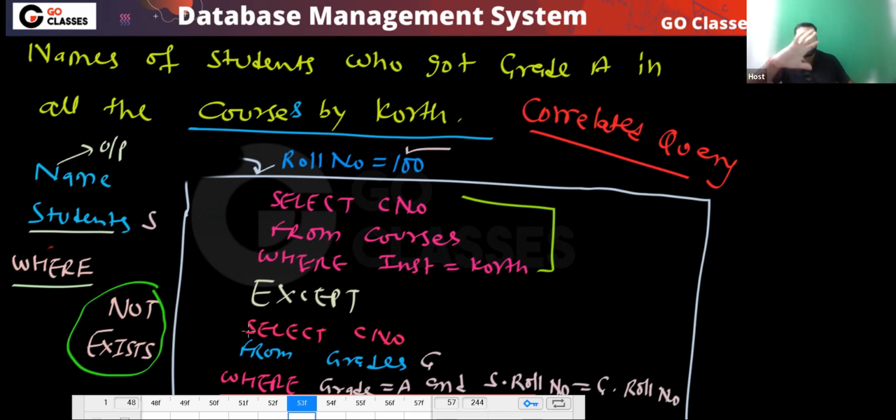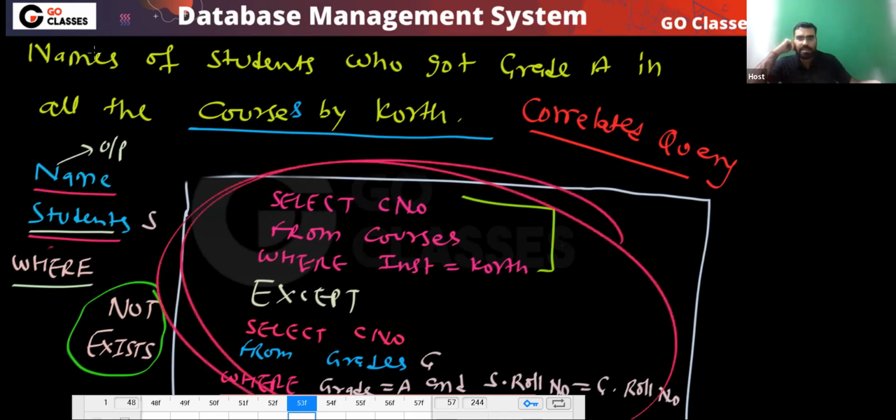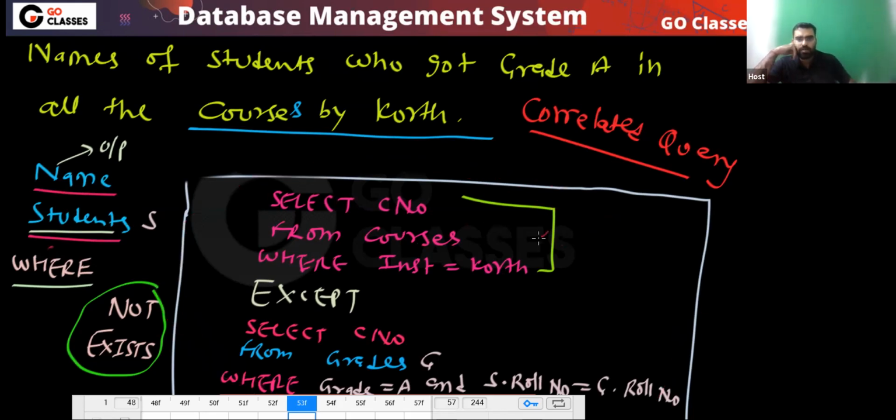So this is your complete query. Now you can read the query. You can notice it is very simple: from the student table, we find the names. We want names of those students for which this should be empty. Yes or no?